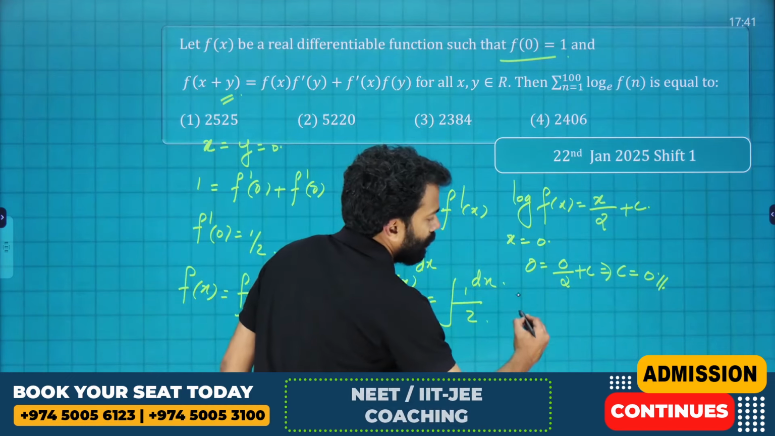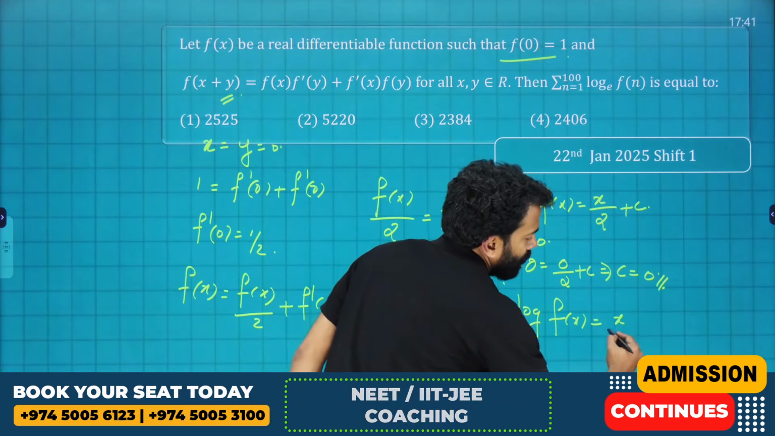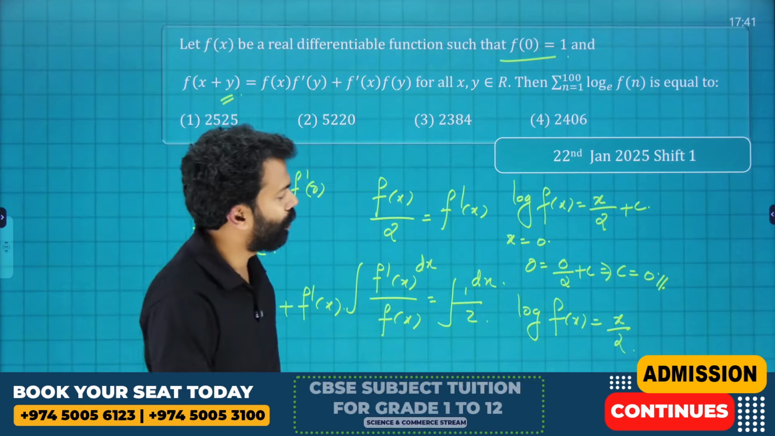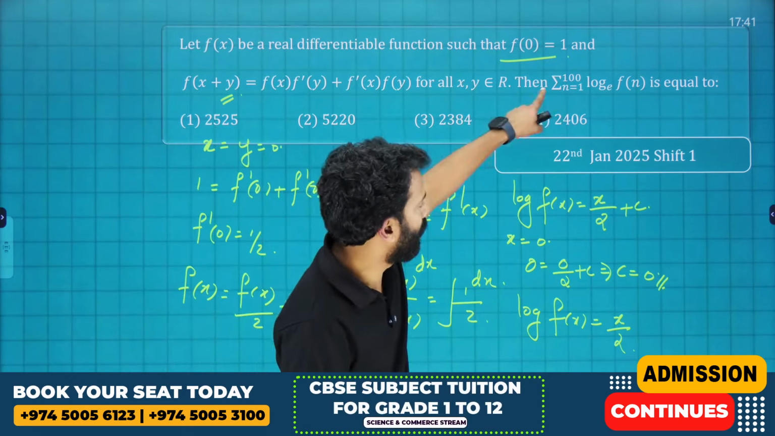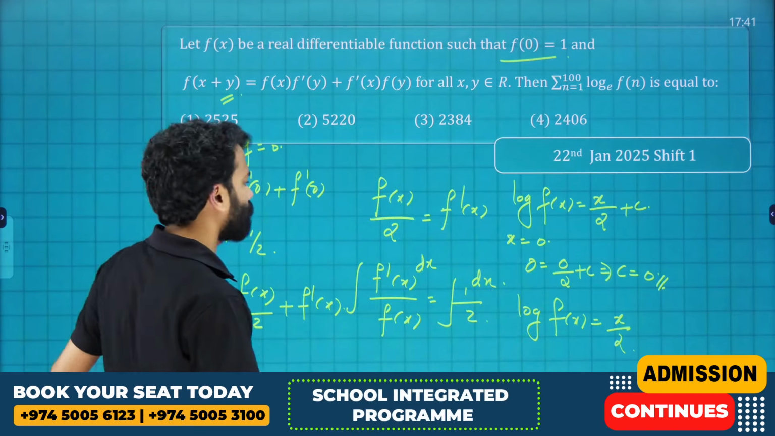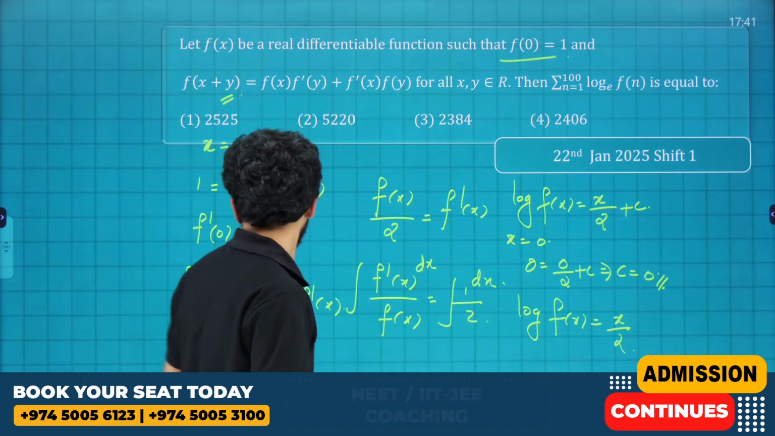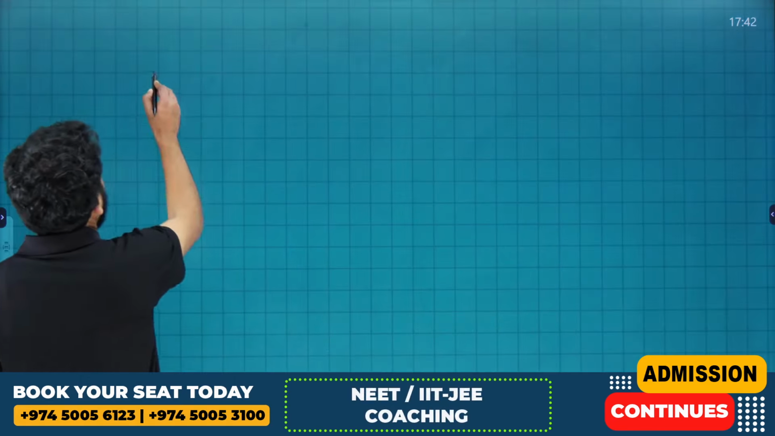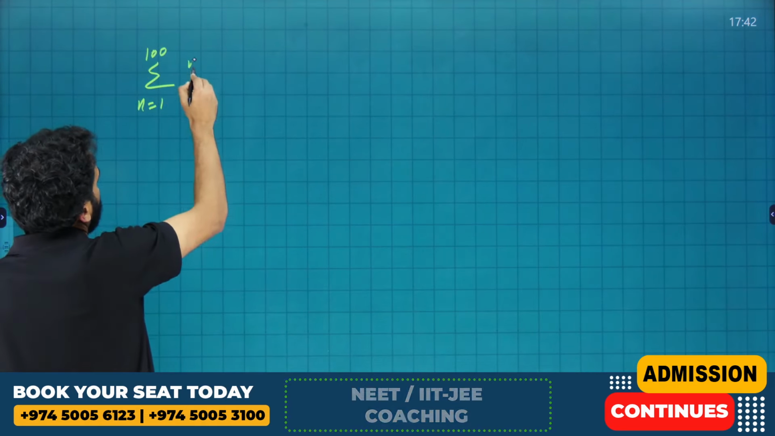And we can formulate it then, that is f of x is equal to what? Log f of x is x by 2. So we can apply this over here and then find the summation. I think it will be easy after this. So log f of n will be n by 2. Okay, I'm going to substitute directly here. Therefore, it will be the sum from n is equal to 1 to 100 of n by 2.